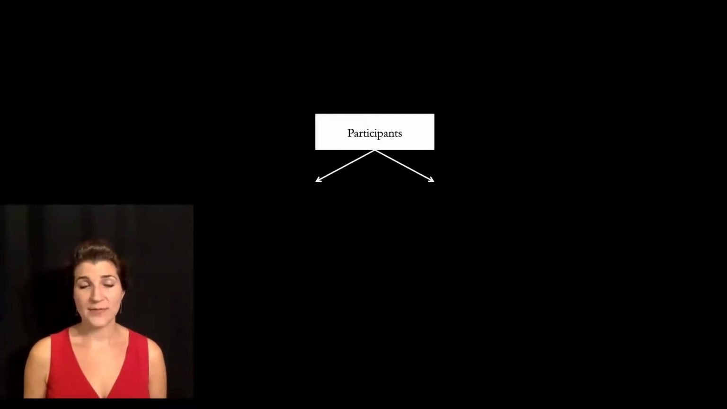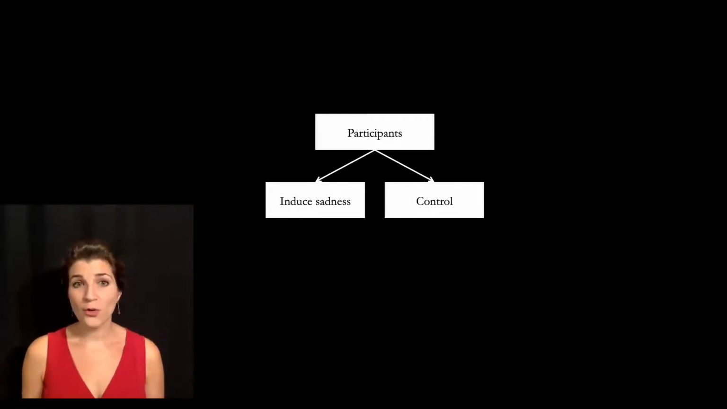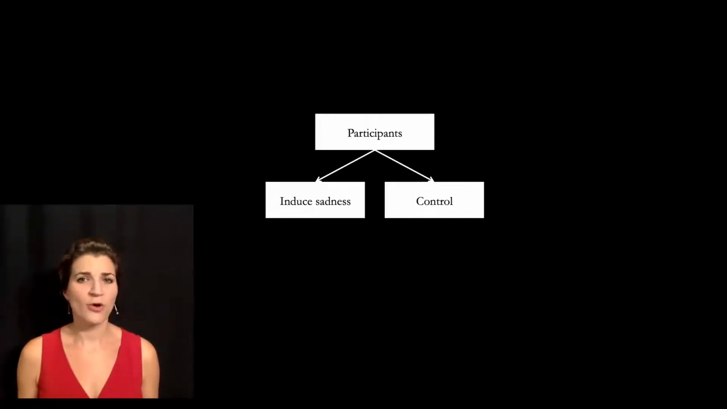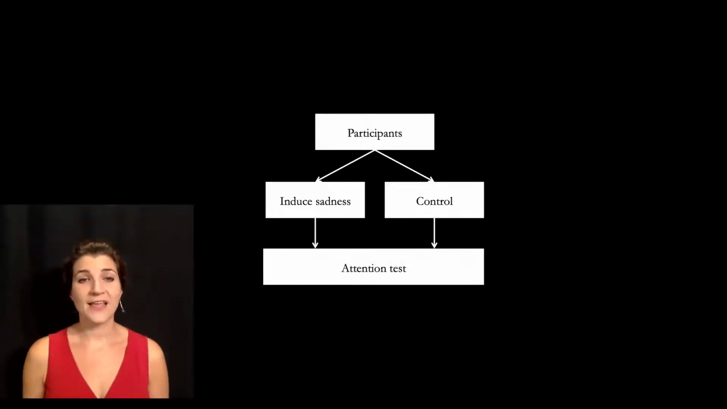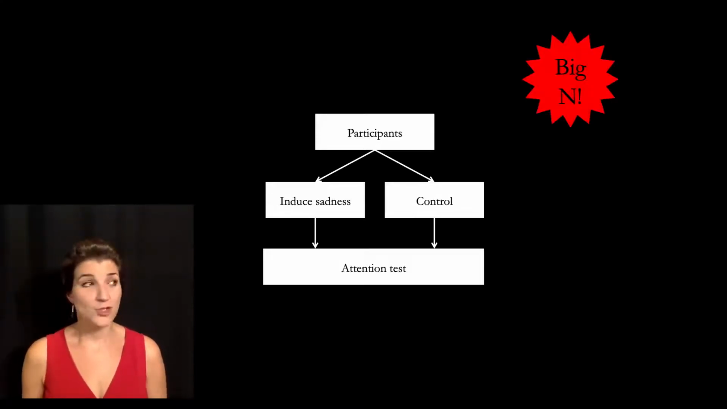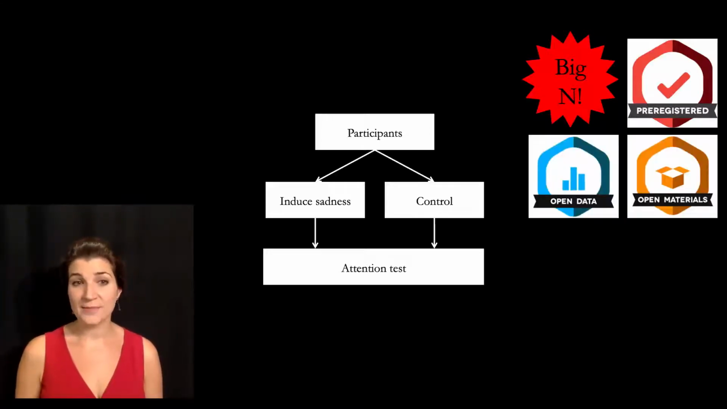So she creates a study in which she randomly assigns participants to be in either a sadness induction condition, so they do something to the participants to try to make them sad, or a control group that doesn't induce an emotion, or rather induces a neutral emotion. Then both groups take the same attention test. Dr. Gall makes sure that she has highly powered analyses. She pre-registers her study, and after the fact, she plans to share her data and materials.